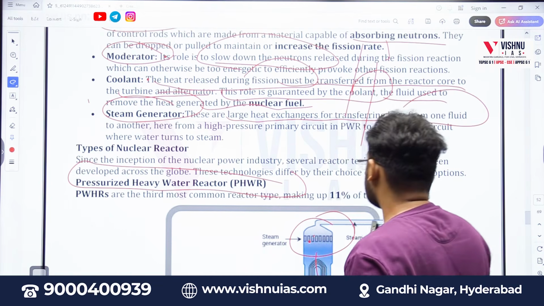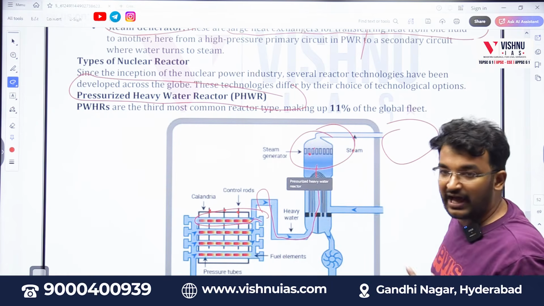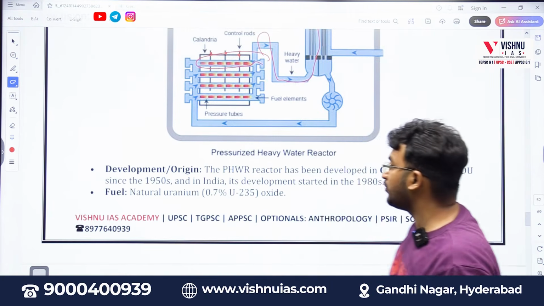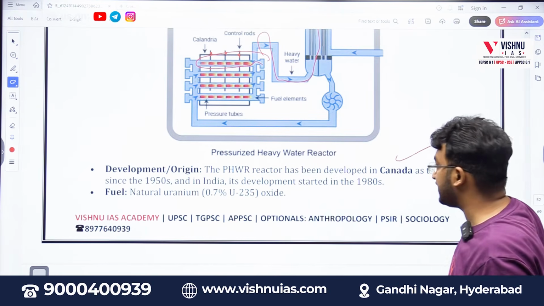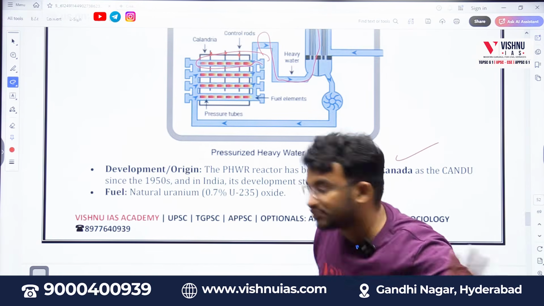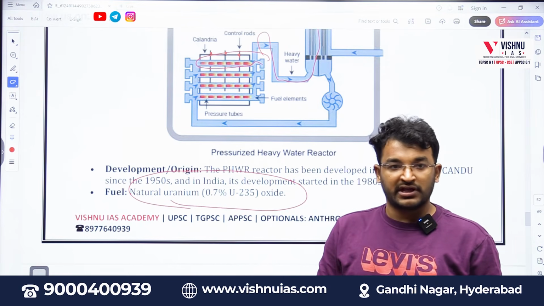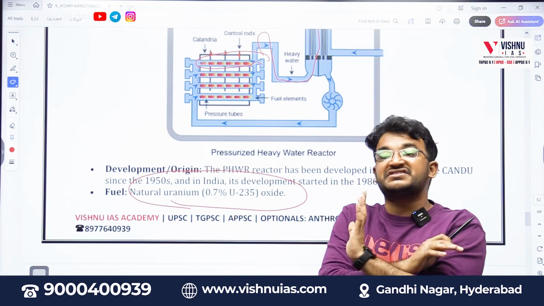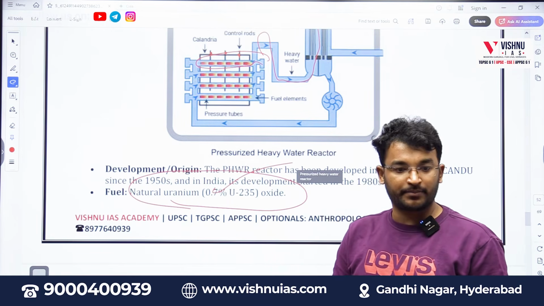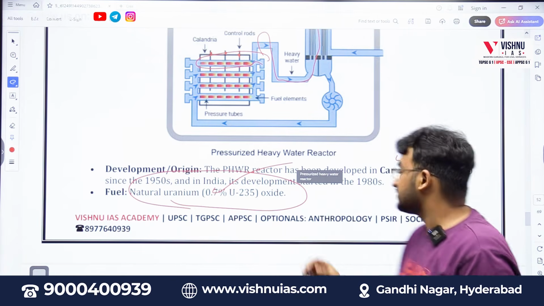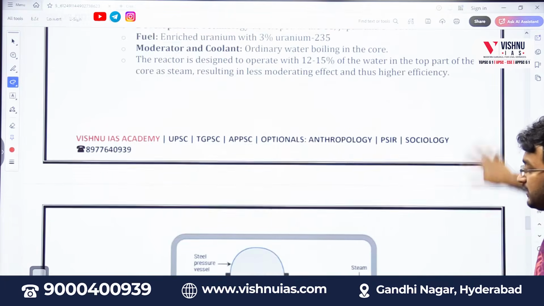Okay, 11% of the global nuclear reactors are these pressurized heavy water reactors. Now what are these? These are majorly, first of all, developed in Canada. Fuel we are using is directly the natural uranium. అర్థమవుతుందా? We are not at all enriching the uranium. Directly we are using 0.7% uranium. అర్థమైందా?